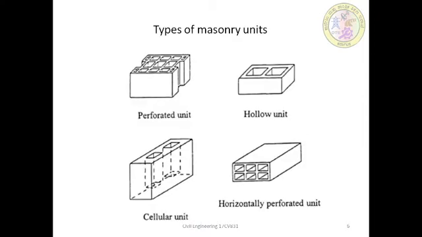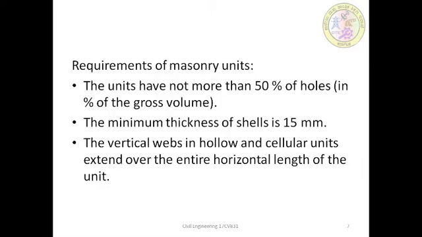In this figure, it shows the different types of masonry units. The first figure shows a perforated unit, then a hollow unit, then a cellular unit, then a horizontally perforated unit. In addition to that, in order to avoid local brittle failure of hollow units under combinations of vertical and lateral loads, the masonry units to be used for earthquake resistant construction of masonry buildings shall also meet some requirements.